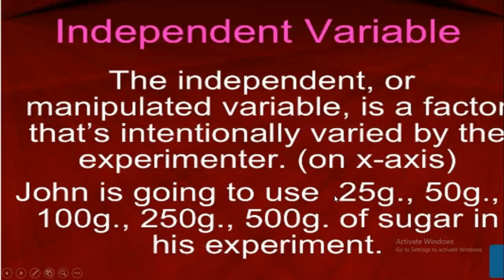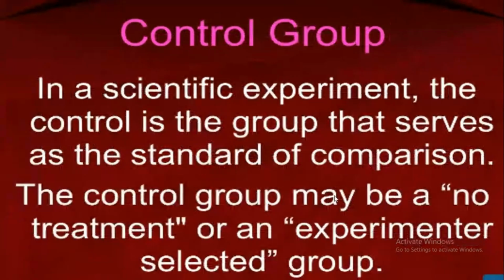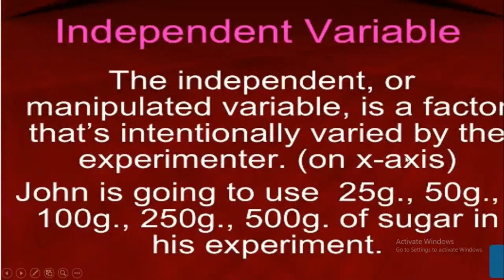Like in the example we have mentioned, initially he used 25 grams of sugar. Then he manipulated that quantity and added 25 grams more. So it becomes 50 grams. Then he used 100 grams. So every time he is doing the experiment, he is adding to the quantity of sugar, right? So he is manipulating the quantity. That is why the independent variable is always a manipulated variable.